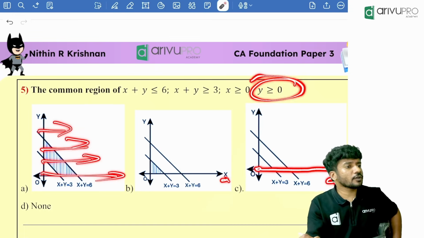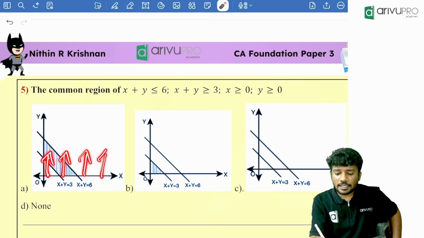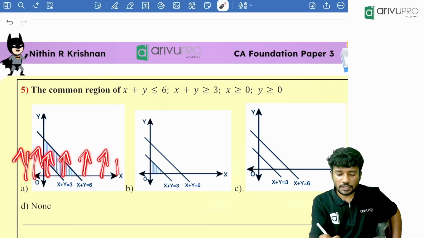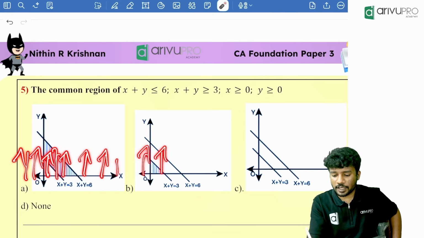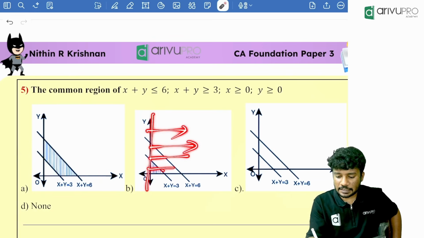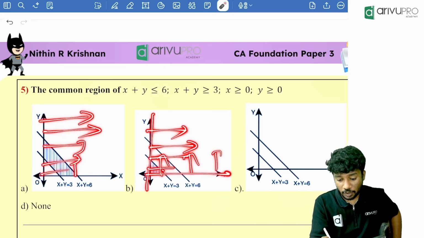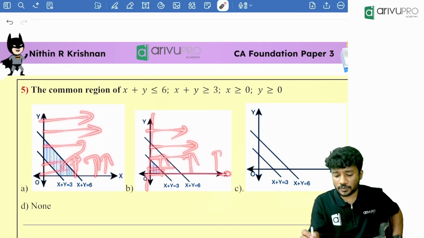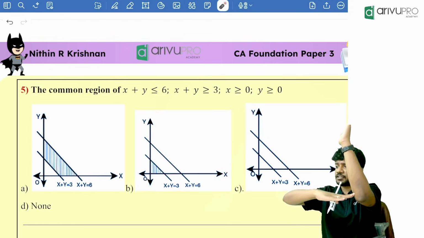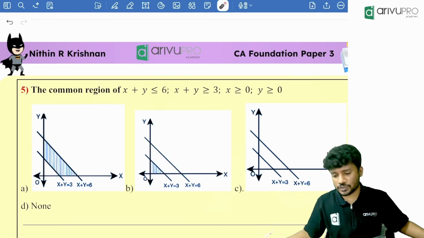Then y greater than or equal to 0 means what? All the y values will be greater than or equal to what? Like this it will be going. All the y values will be towards this side. The graph should be in between this line and this line, looking at those 2 points. Anyone is having doubt over that? The common region will always be in between the x-axis and y-axis in the first quadrant. That is sorted. X and y only can have positive values.